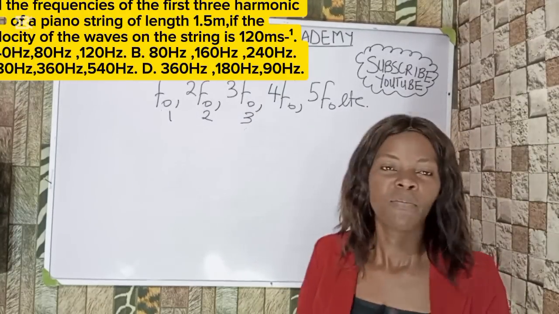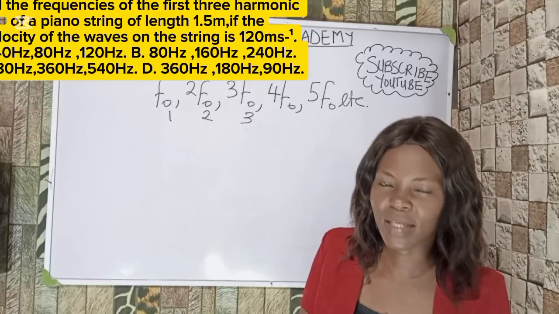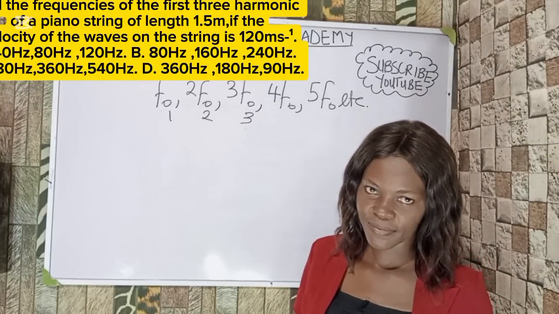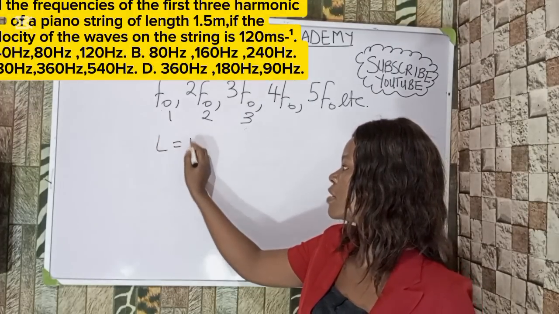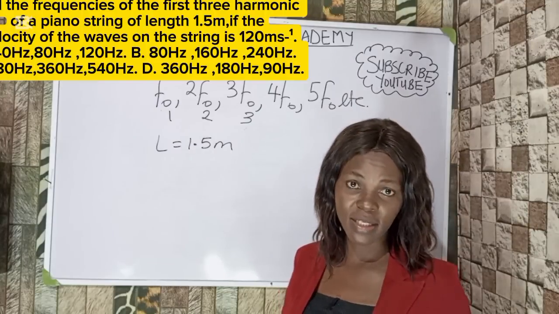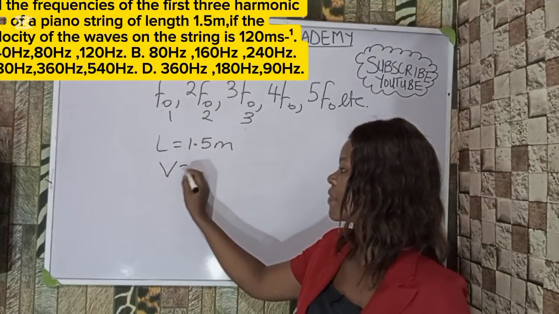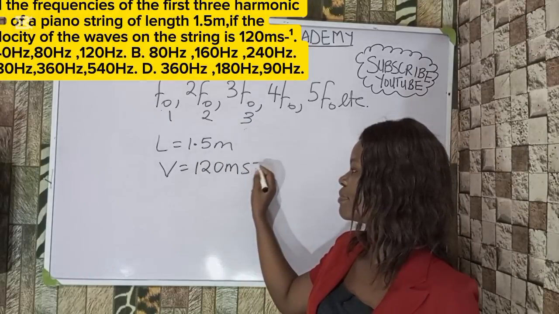Okay, so let's go. By stating the parameters given, let's just find the fundamental frequency first before you can get the first 3 harmonics. So what are the parameters given? We're given the length to be 1.5 meters. So my L is equal to 1.5 meters. The velocity of the wave on the string is given as 120 meters per second.